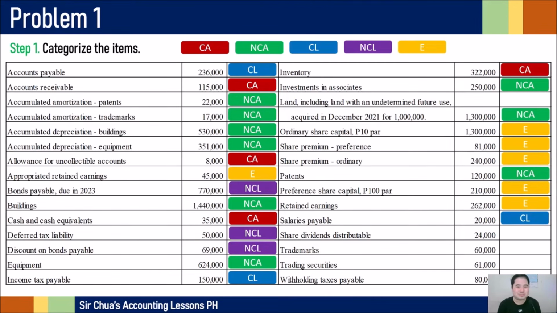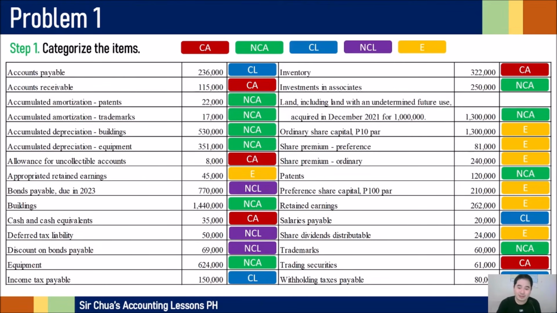Share dividends distributable, baka malito, pag cash dividends payable, liability po yun. Pero, pag stock dividends, ang distributable, that is only a transfer from one equity account to the other. Specifically, a transfer from retained earnings going to share capital kapag naibigay na yung mga shares na yan, di ba? So, that is an equity account. Okay? Trademarks po natin is non-current asset. Trading securities is a, ano po yan? Yan yung mga marketable equity security, that is current asset. And then withholding tax payable is a current liability.